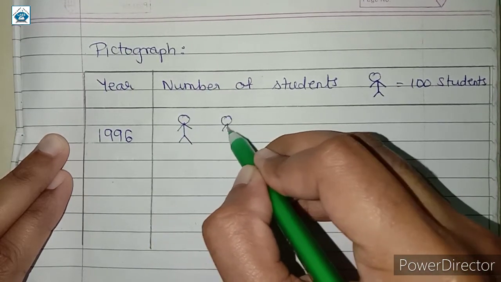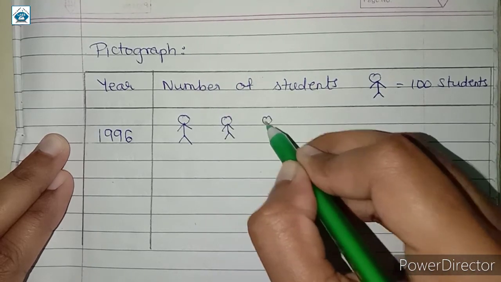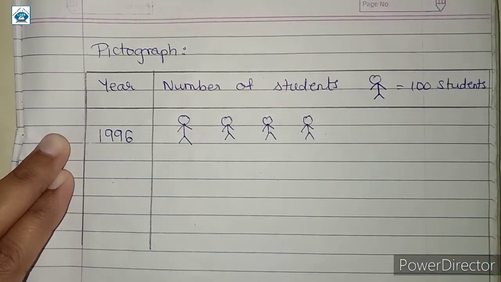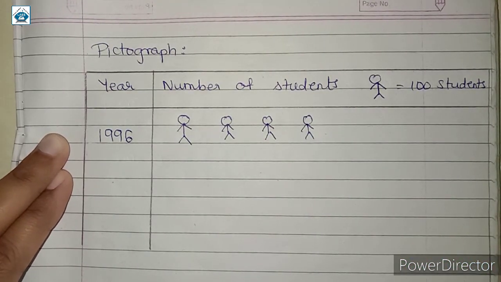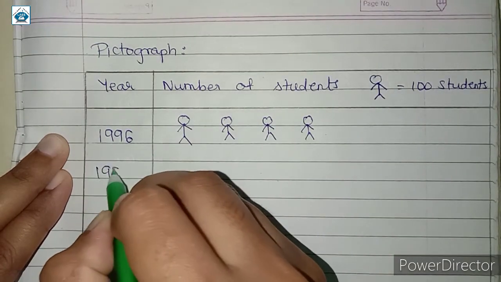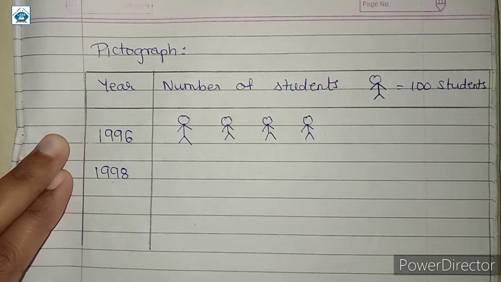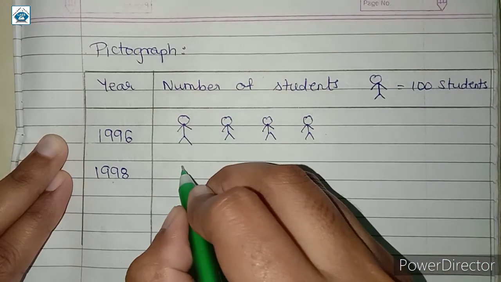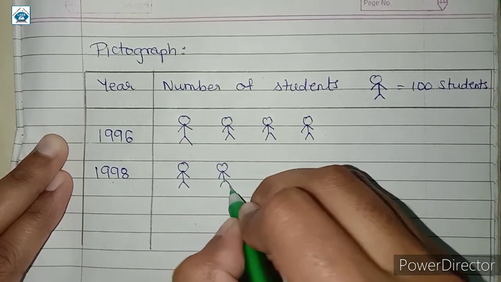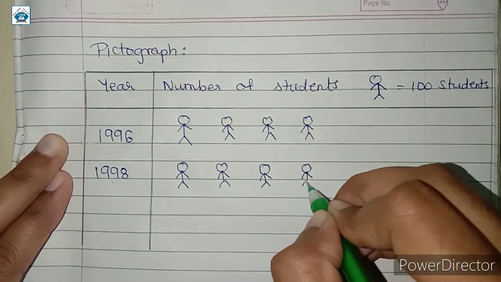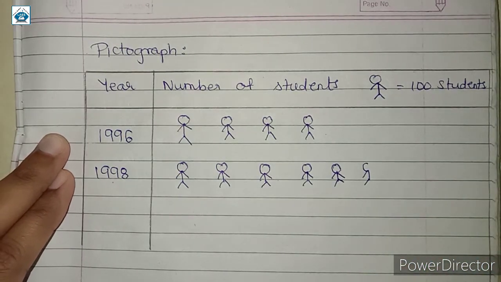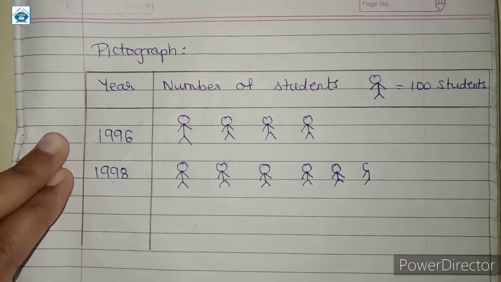So 1, 2, 3 and 4. So this represents 400 students. Next, in the year 1998, after rounding off, we get 550 students. So we will draw 5 symbols and half a symbol to represent 50. So in this way, we can represent 550.